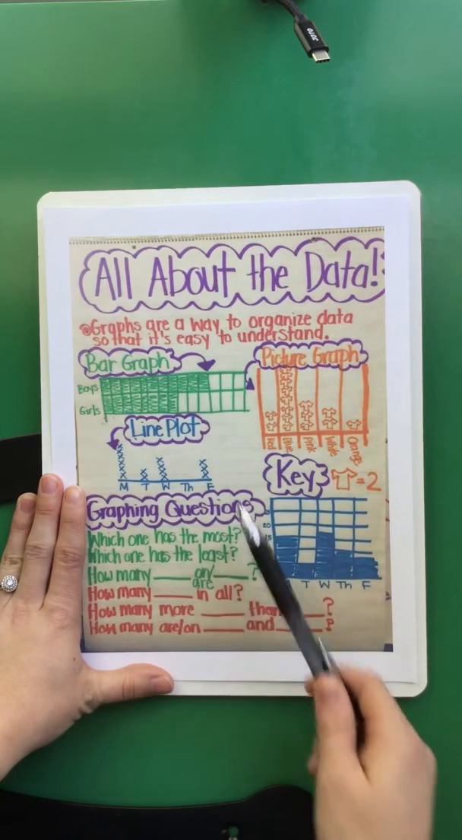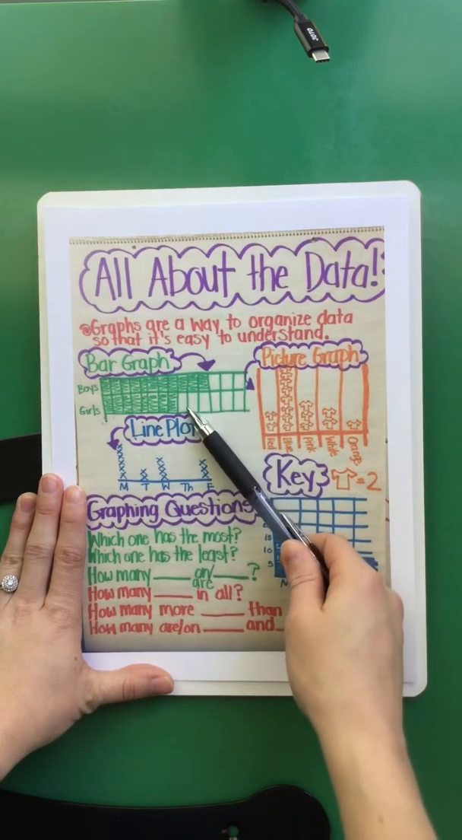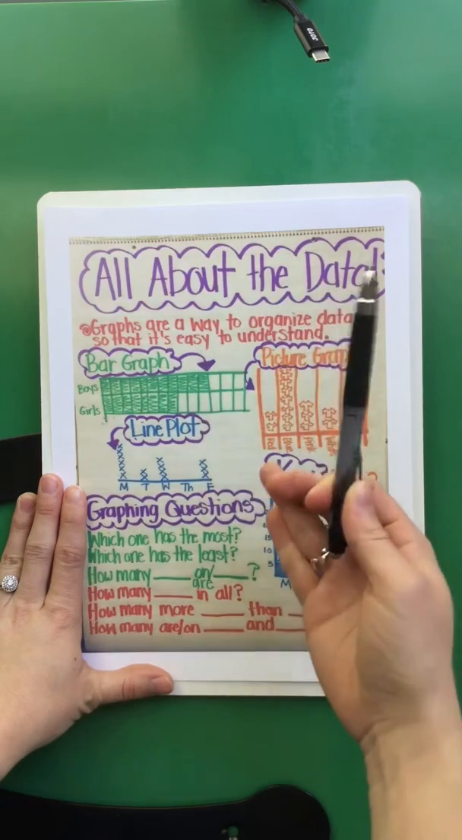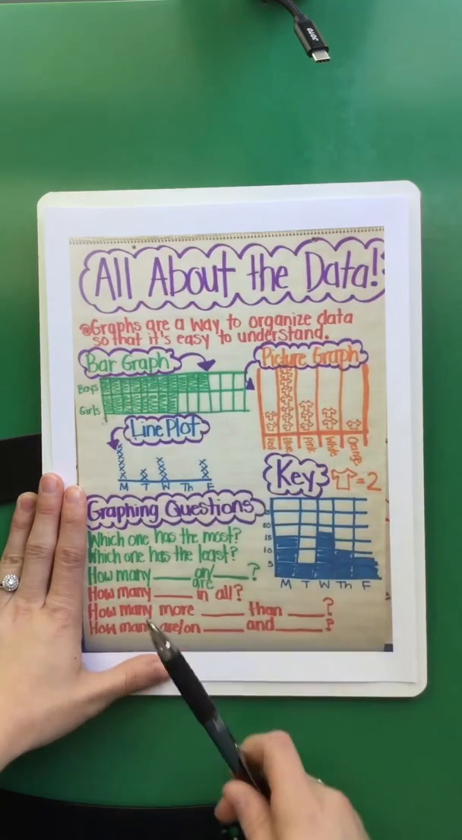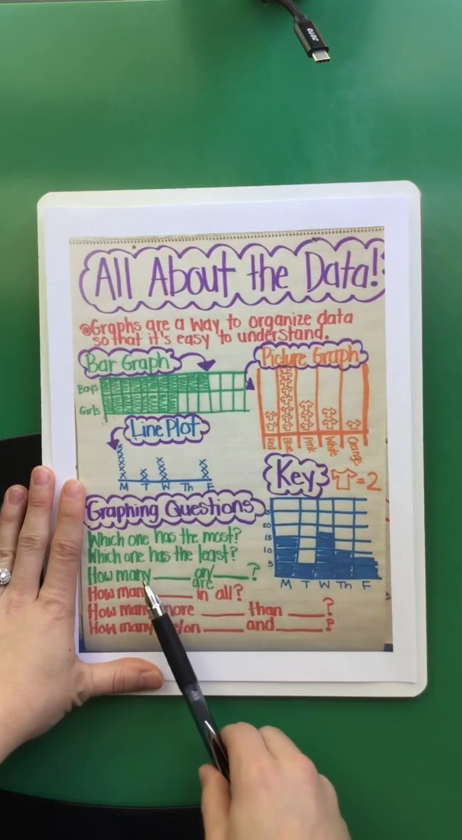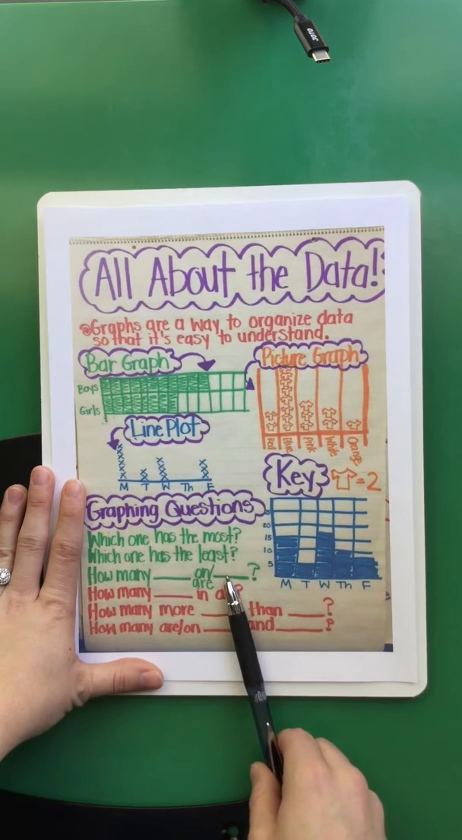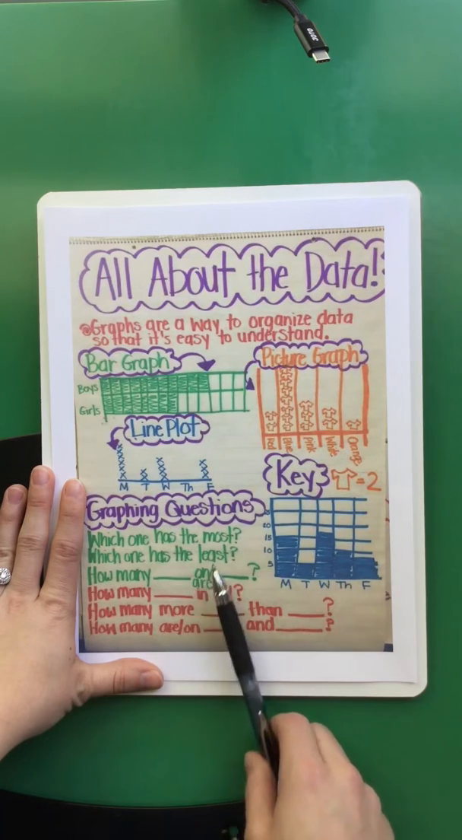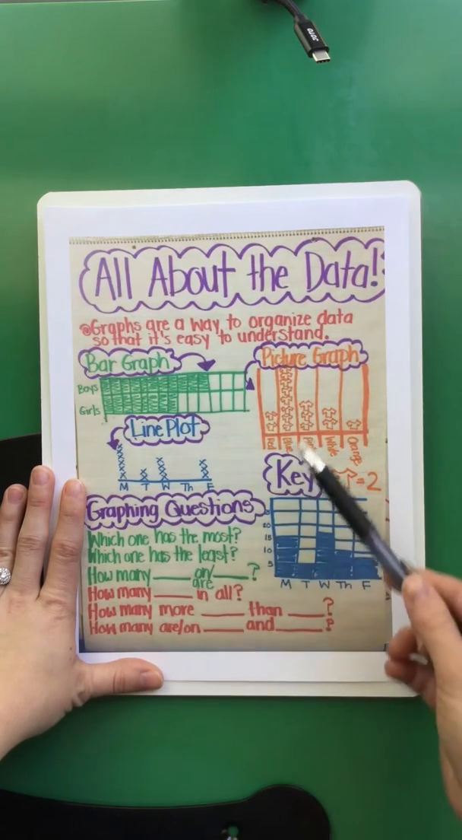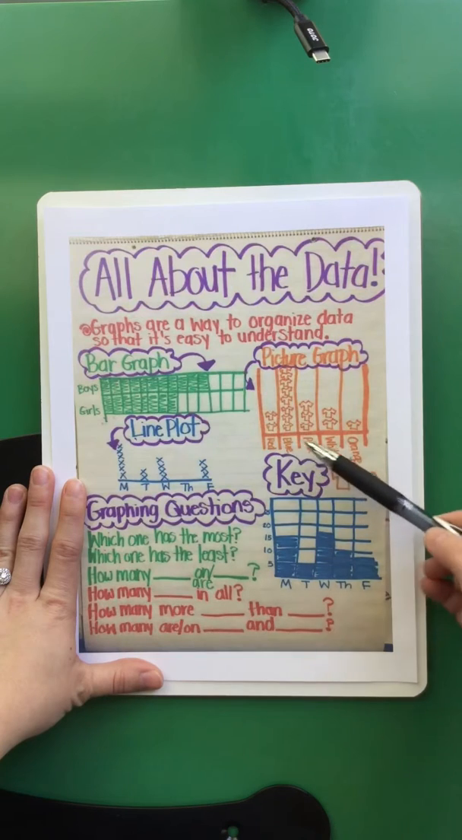Which one has the least? Okay, so out of the class, are there less boys or less girls? There's less girls. Okay. How many blank on blank? Let me think of what that question would mean. Oh, but what they mean is like how many pink shirts were there on the picture graph? 1, 2, 3. Oh, but look, it says there 2, so it'd actually be 2, 4, 6.